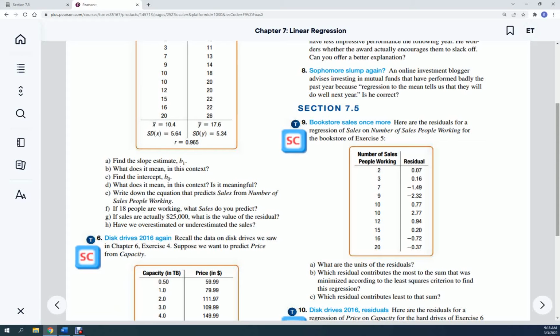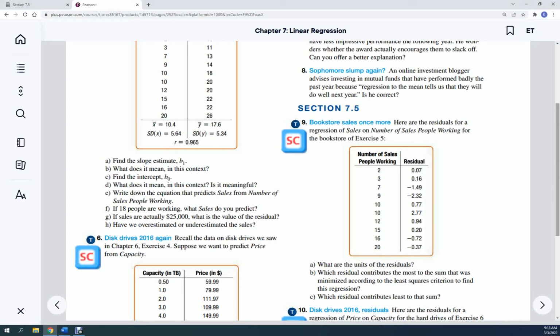So, number 9, bookstore sales once more. Here are the residuals for regression of sales on the number of salespeople working for the bookstore of exercise 5. What are the units of residuals? Which residual contributes the most to the sum that was minimized according to the least squares criterion to find this regression, and which residuals contribute the least to that sum?